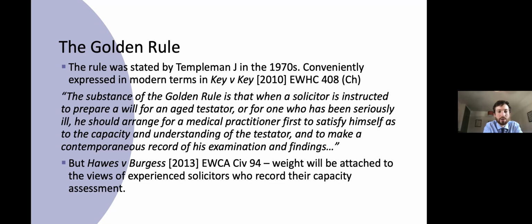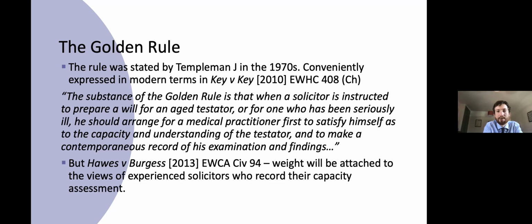I note there at the bottom of the slide, Hawes and Burgess, and that is an interesting one to note, because the court preferred the evidence of the solicitor who had drawn up the will in favour of the expert evidence in the retrospective capacity assessment. And that will often be the case if the solicitor has had a course of dealing over time with the testator, knew them, and made a note when the will was made as to their assessment of the testator's capacity. And the courts will attach weight to the views of experienced solicitors who make such a note.